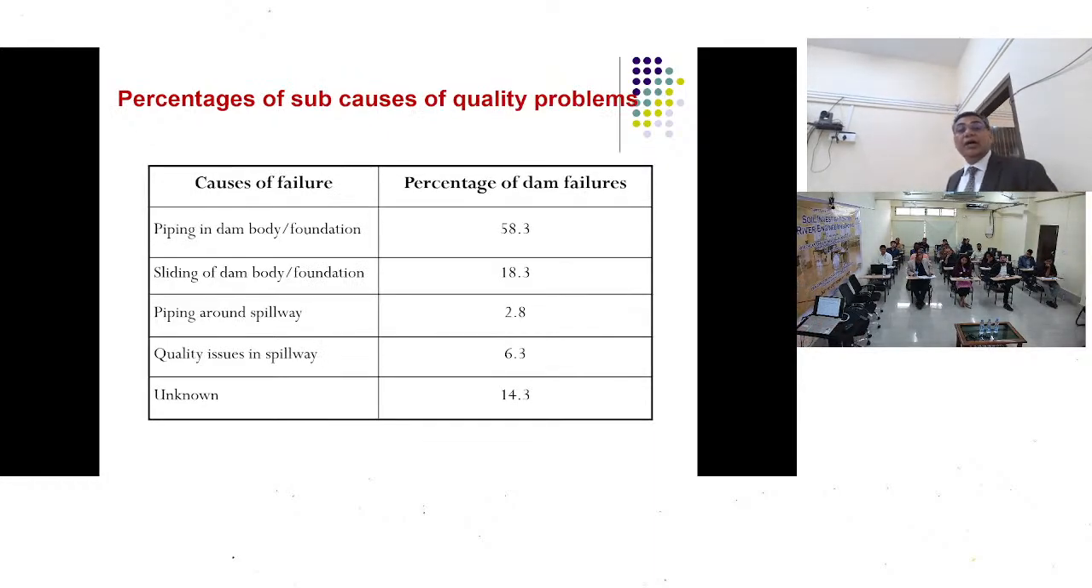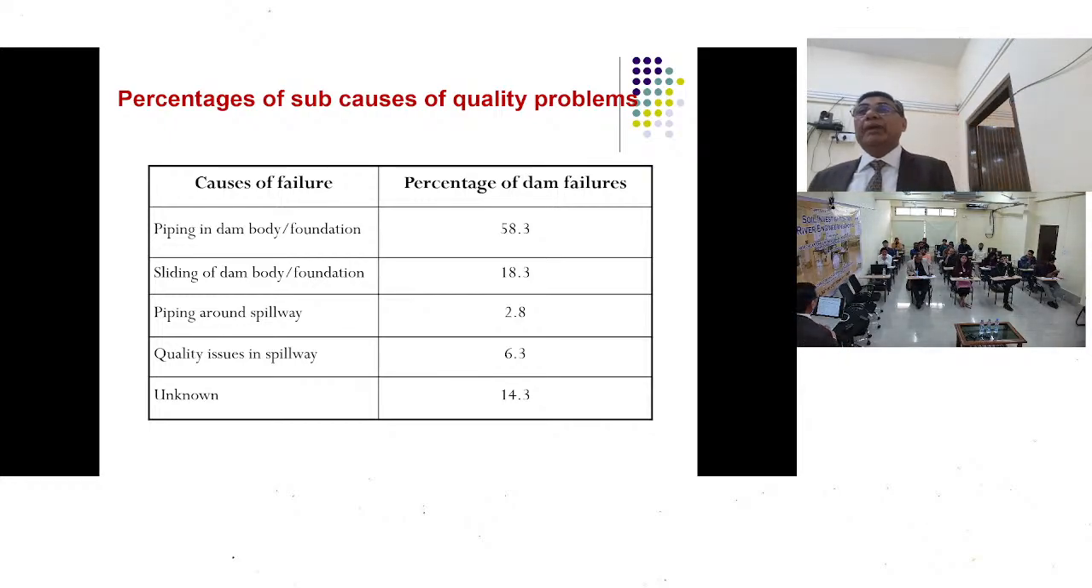Okay. And in the percentage of sub-causes of quality problems, the maximum again is piping in the dam body or the foundation. Sliding of the body is relatively less. Piping around the spillway again relatively less. Quality issues in the spillway are less. Unknown causes 14%, but again piping. So piping means, what does piping mean?